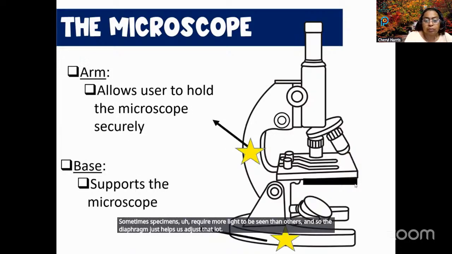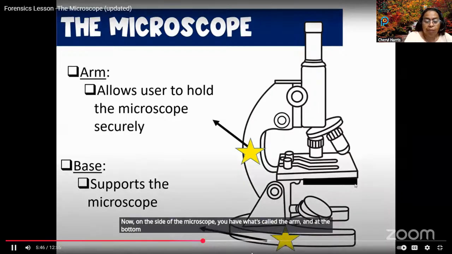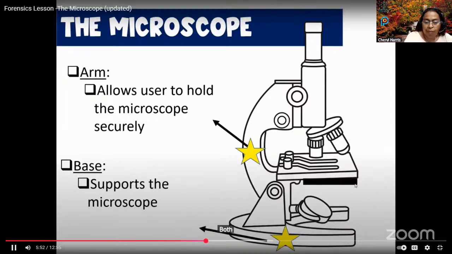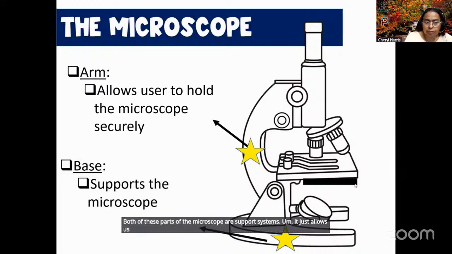Now, on the side of the microscope, you have what's called the arm, and at the bottom, the microscope sits on what's called the base. Both of these parts of the microscope are support systems. It just allows us to hold the microscope securely and just provides support.